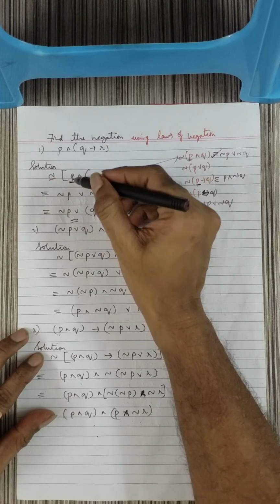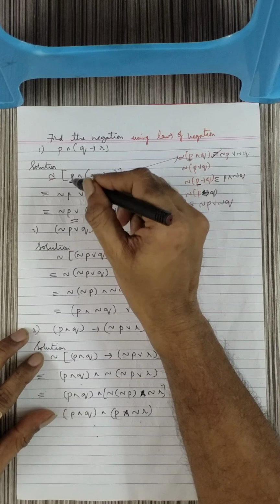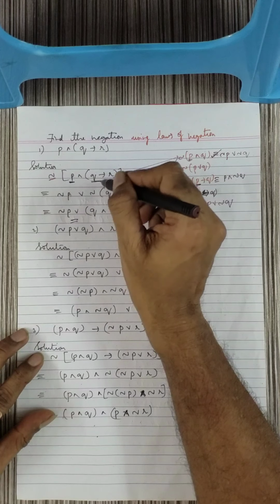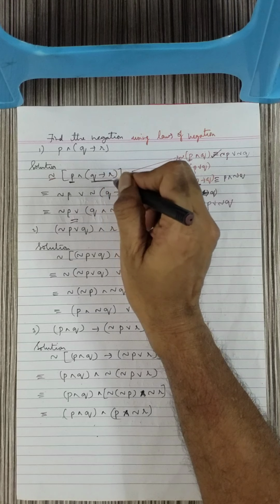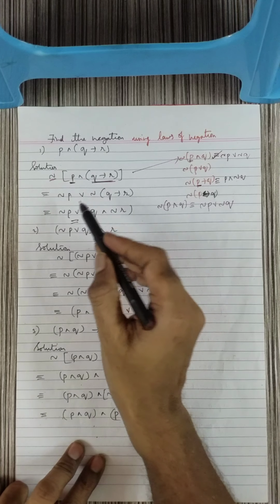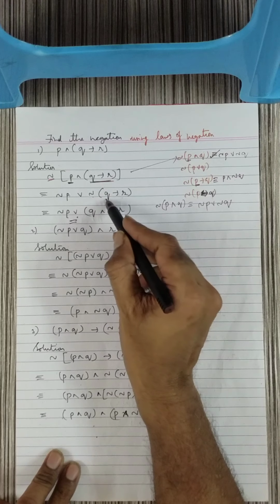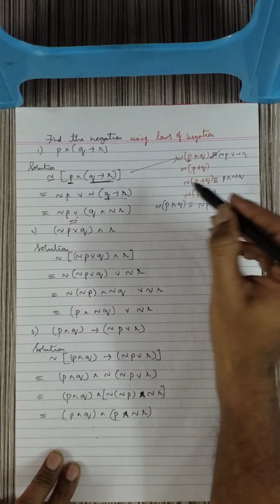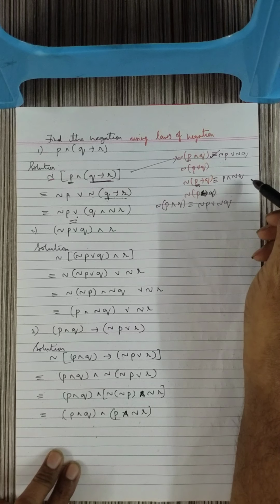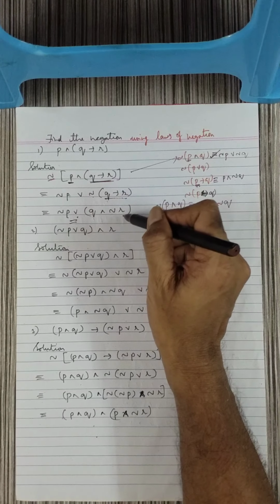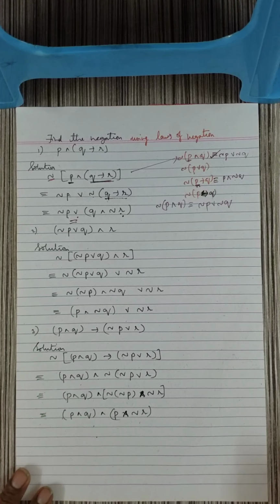The negation of P and Q implies R will be taken as negation of the first part or negation of the second part. That is negation of P, which is the first part, or negation of Q implies R, which is the second part. Then this will be as it is, and there is a negation outside, so we have to follow the rule of implication. In implication, the first statement as it is and negation of the second statement. That is Q as it is and negation of R. So this is the first sum.